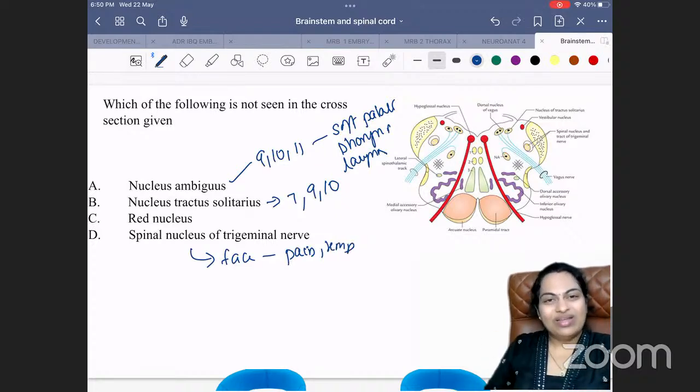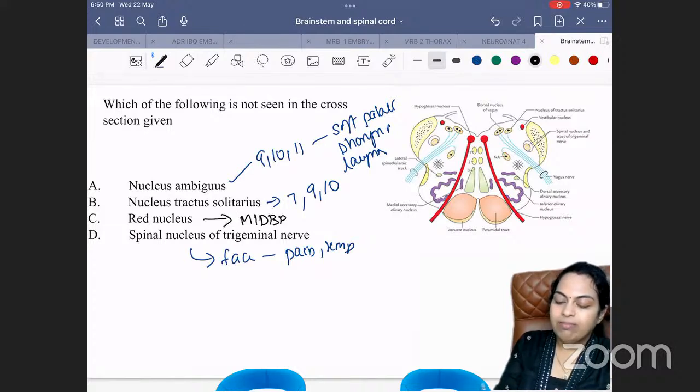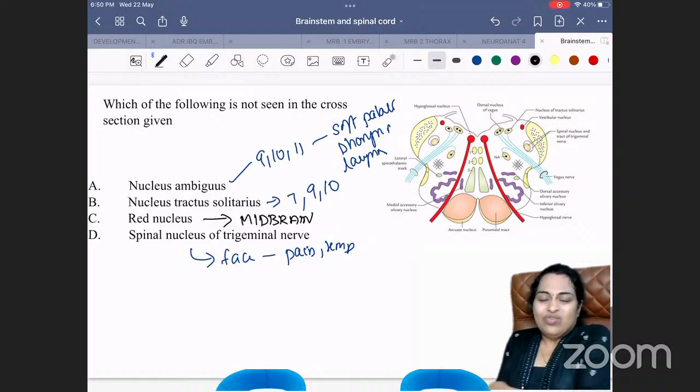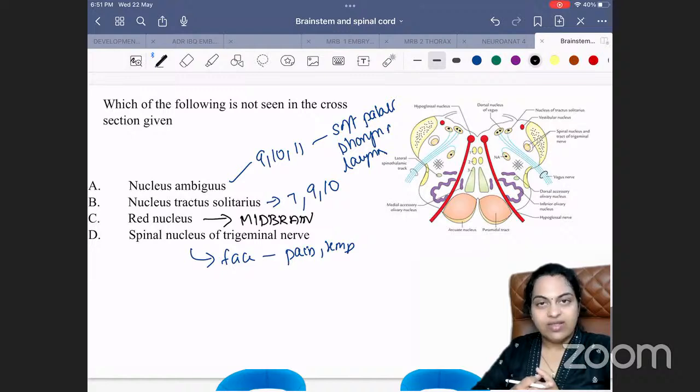What about this red nucleus? What do you know about the red nucleus? Is it situated in the medulla? No. Where do you find the red nucleus? The red nucleus is situated in the midbrain. It is motor. It receives information from the cerebellum and from the globus pallidus, the basal nuclei. The efferent fibers from it go to the spinal cord, so it mainly controls movements.